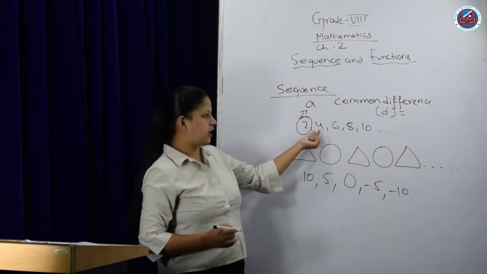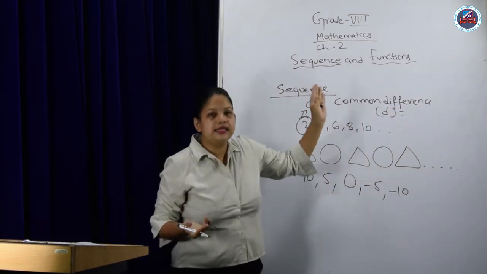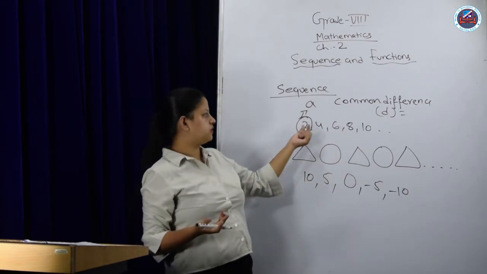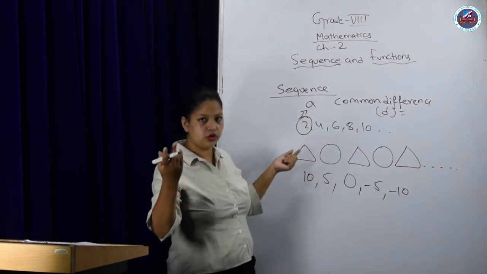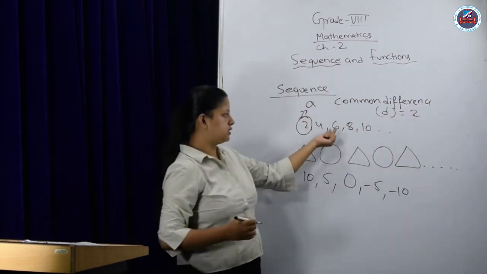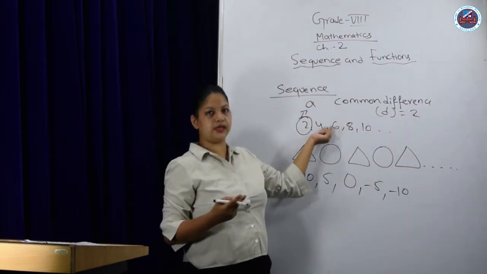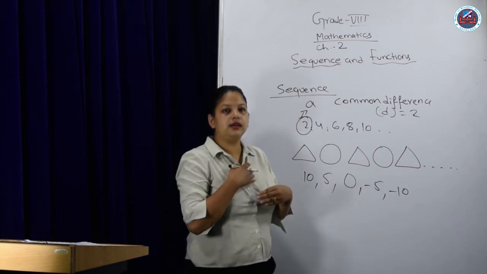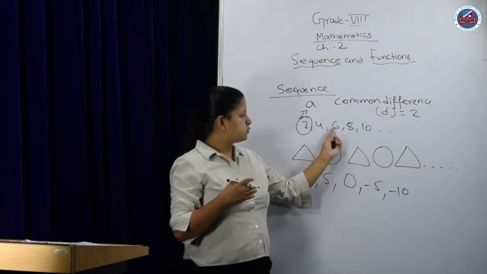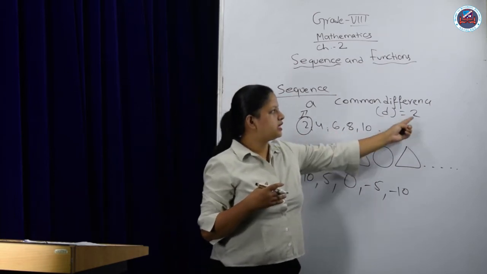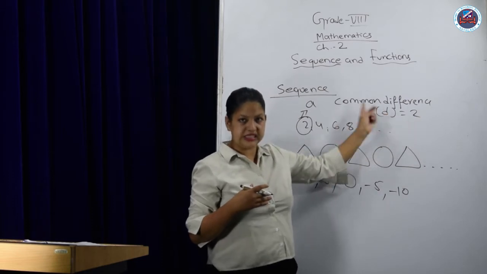So how do we find common difference? From the second term, subtract the first term. 4 minus 2, you will be getting 2. Or 6 minus 4, 2. 8 minus 6, 2. So in this particular kind of series, whenever you subtract, every time you will be getting the same common difference, d.